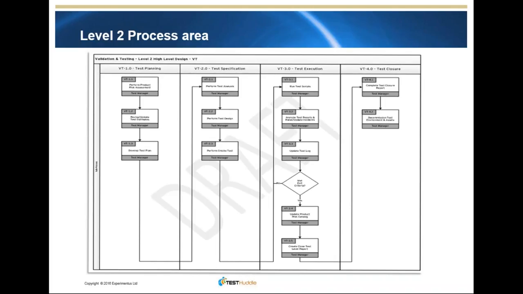Now all of these are owned by the test manager, hence the name test manager is defined underneath. In fact, every task on here was defined as being owned by the test manager. Ensuring compliance to it was owned by the test manager. When the test planning is complete, we move into test specification, where you have some more activities. Then test execution, which is a circular process. Obviously, as you find defects, you move around again, and you finally come out to closure. So this is a level two process area.